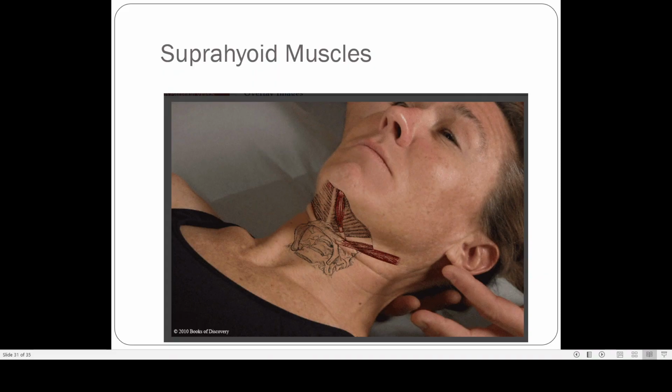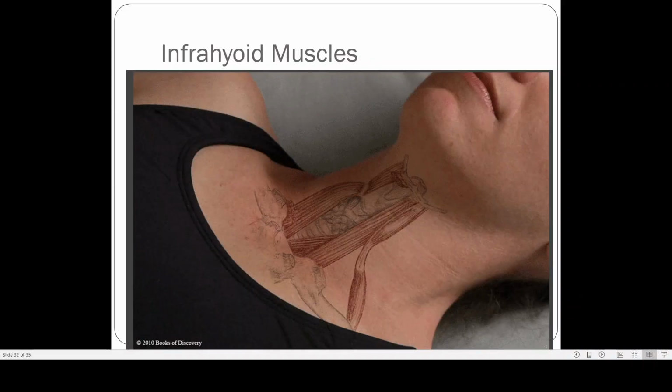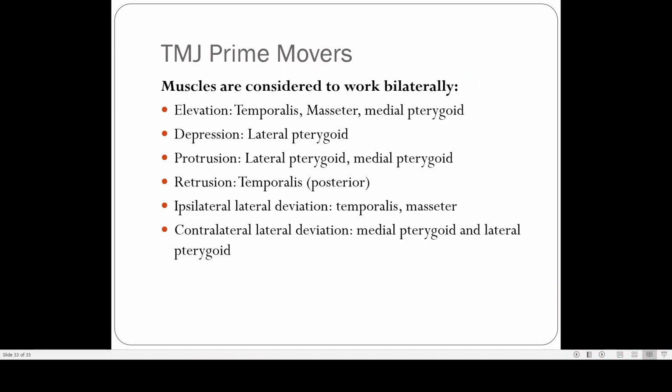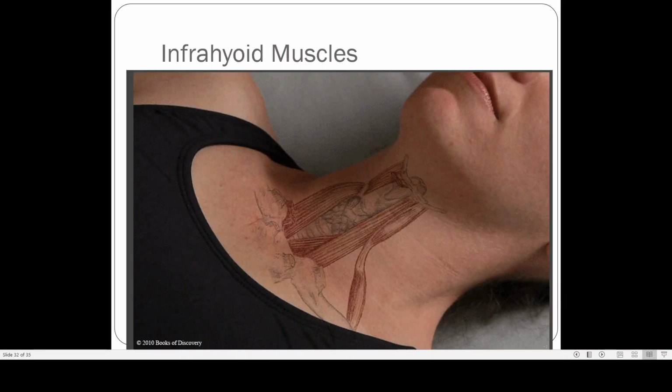And here you can see those suprahyoid muscles and the infrahyoid muscles. You can see there the omohyoid has a tendinous band as well. There's a ligament that helps hold that in place to provide increased stability.